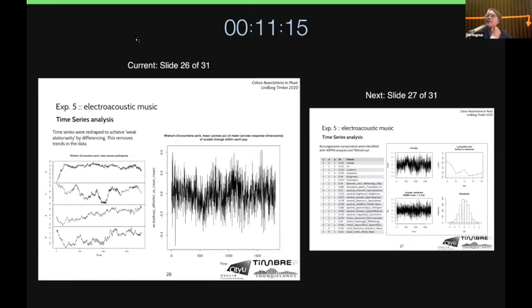or weak stationarity, so within statistical limits. And this is done by doing differencing. So you just look at the difference from one timestamp to the next, and this effectively removes trends in the data. So from the left side to the right side, you have something which looks more like white noise, let's say, but it's just removing those drifts and trends and levels, okay, because everything is centered around zero.